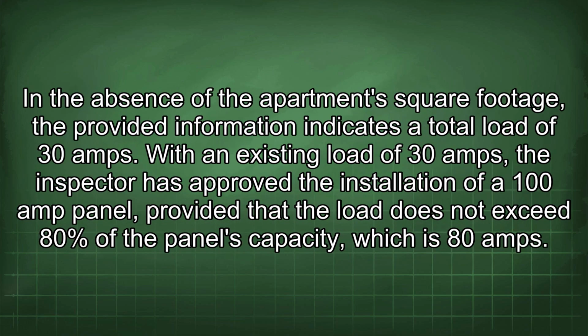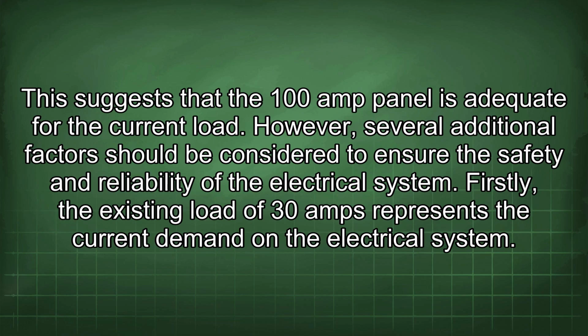In the absence of the apartment's square footage, the provided information indicates a total load of 30 amps. With an existing load of 30 amps, the inspector has approved the installation of a 100 amp panel, provided that the load does not exceed 80% of the panel's capacity, which is 80 amps. This suggests that the 100 amp panel is adequate for the current load. However, several additional factors should be considered to ensure the safety and reliability of the electrical system.